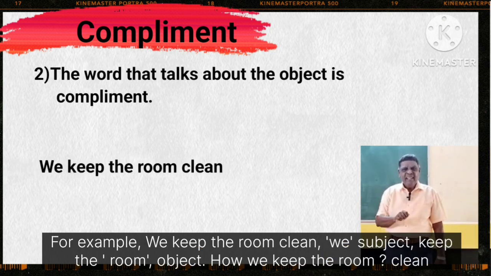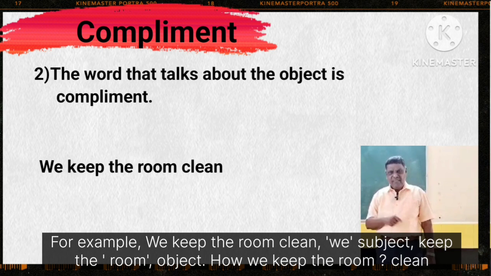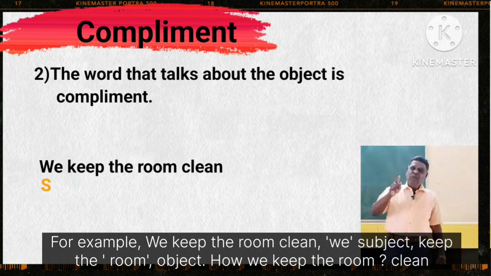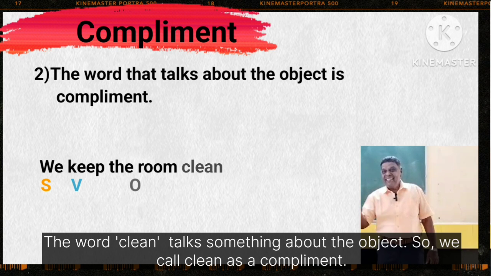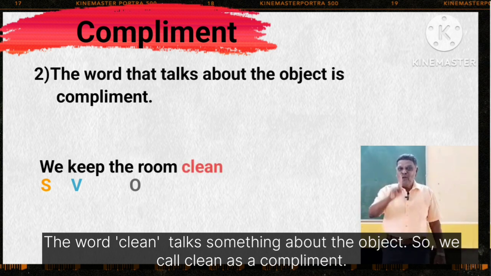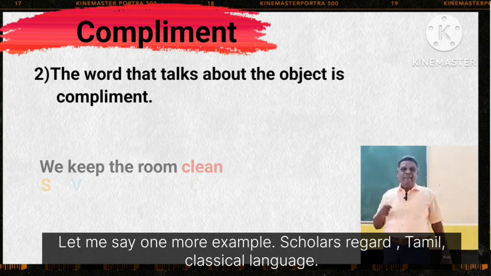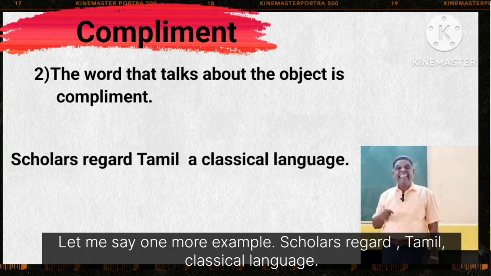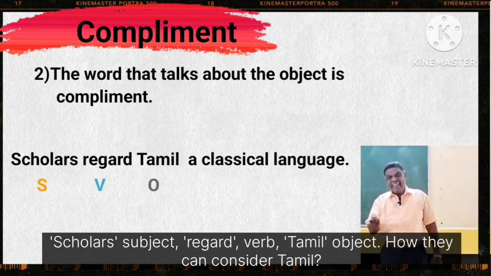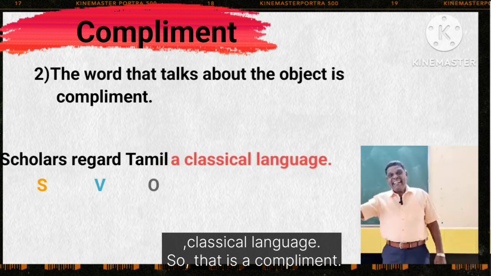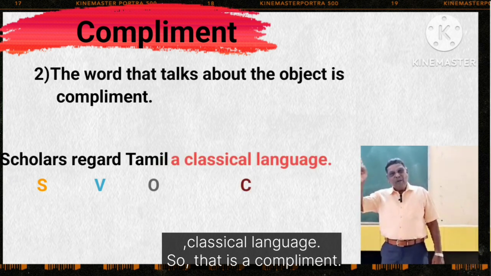Example: we keep the room clean. We is the subject, keep the verb, the room the object. How do we keep the room clean? The word clean talks something about the object. So we call clean a complement. Let me say one more example: scholars regard Tamil a classical language. Scholars is the subject, regard the verb, Tamil the object. How do they consider Tamil? A classical language. So that is a complement.